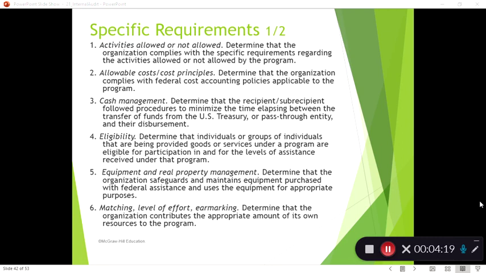And here's some of the specific requirements. I'm not going to go through this level of detail here for the Single Audit Act and this OMB circular, but these are some of the things they need to do related to the Single Audit Act.